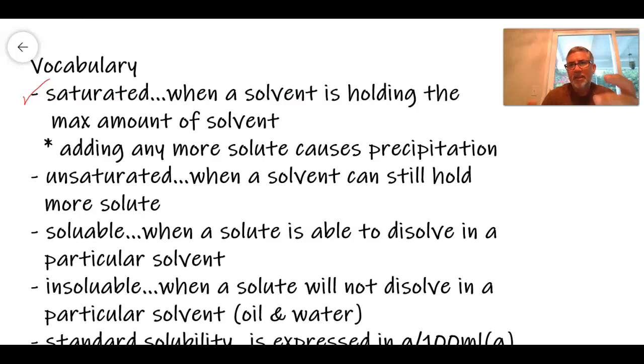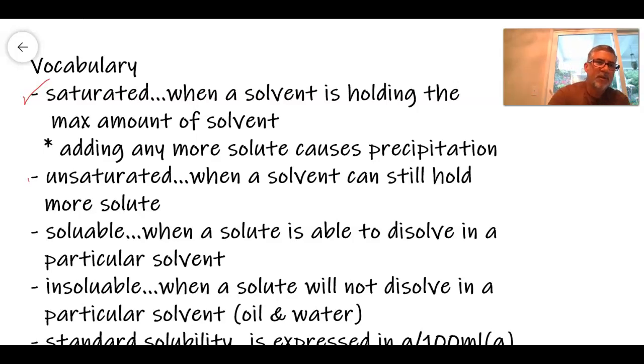Saturated, right? When something is saturated, the solvent is holding as much solute as it can. So if I try to add any more solute to a saturated solution, it precipitates, or it falls out as a solid in solution. When the air is saturated with water vapor, if any more water vapor comes in, it precipitates, or it rains or it snows or hails or something like that. So that's what saturated means.